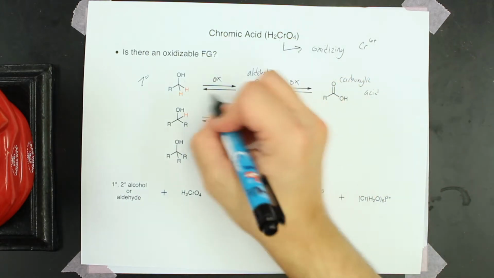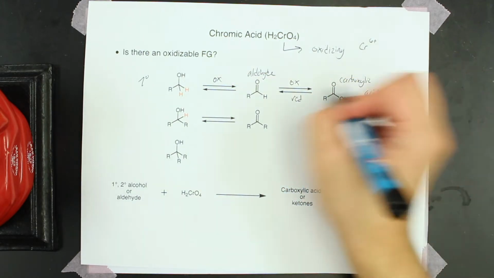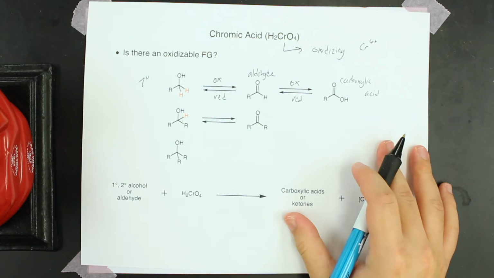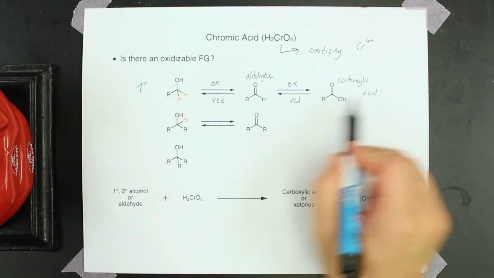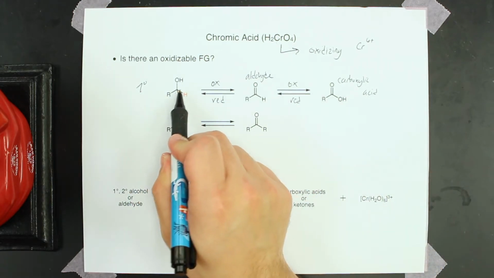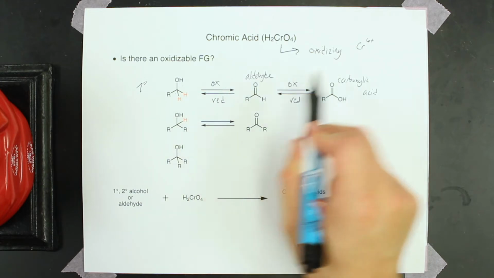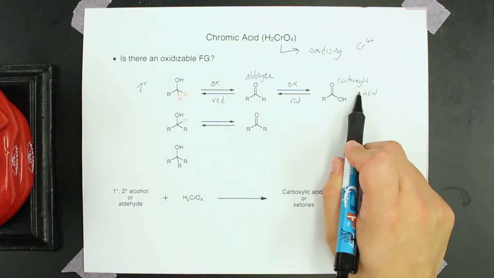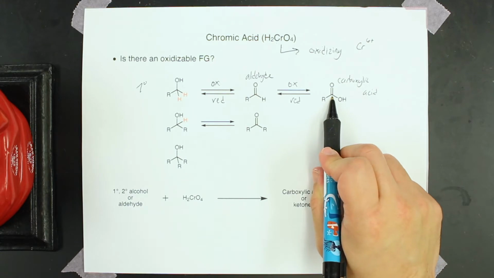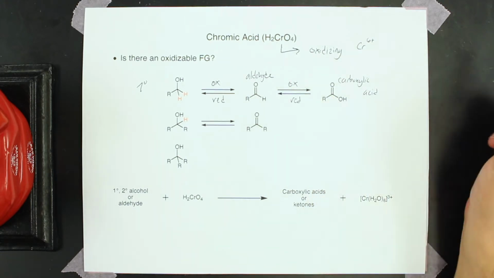Going in the reverse direction would be considered reduction. Okay, so this is for a primary alcohol. So a primary alcohol can be oxidized one step up to the aldehyde and then another step finally to the carboxylic acid. That's the most oxidized form of carbon, besides CO2, CO2 being the most.